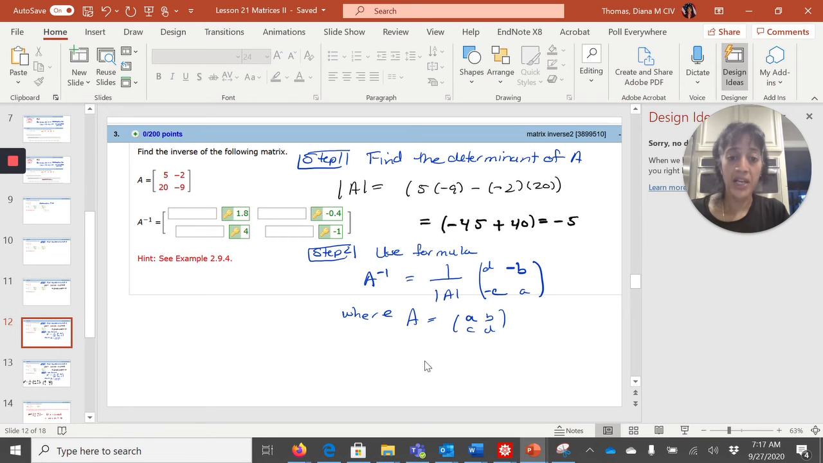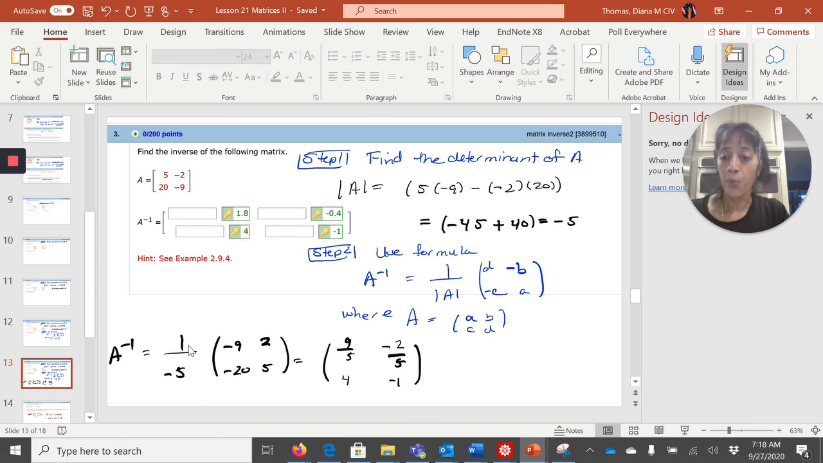Then I use this formula. If A is a, b, c, d, then the formula for A inverse is 1 divided by the determinant of A times these two swapped and these two with negative signs. So if I do that, 1 divided by the determinant of A is 1 divided by minus 5, and swapping these two gives you the minus 9 goes in the upper left corner and the 5 goes in the lower right corner, and changing the signs on the cross diagonal gives you a 2 here instead of a negative 2, and a minus 20 instead of a positive 20. And you can bring that minus 5 into every term, multiply through by minus 1/5 on every term, and you get exactly this matrix here in fraction form.